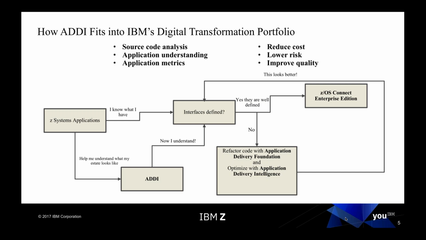So this is the ideal situation where you know your applications, you absolutely know where they are, you know that your applications are very well defined, and then you go and expose them. But unfortunately, most of the time, you really don't know what you have. So unless you know what you have, how do you know what to expose as an API? And that's where application discovery comes into the picture.